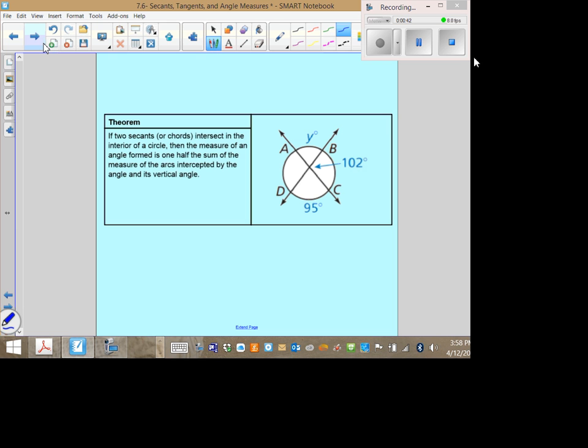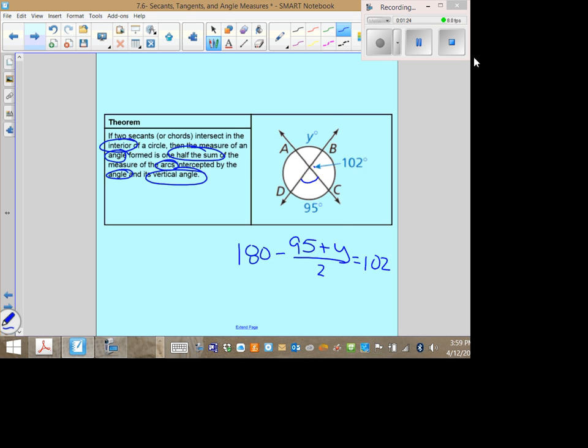So the theorem here: if two secants or chords intersect in the interior of a circle, then the measure of an angle formed is 1/2 the sum of the measure of the arcs intercepted by the angle and its vertical angle. So let's see what that means. That means here that this angle is (95 + y) divided by 2. But then note that this is 102, so we would take 180 minus that to give us 102.